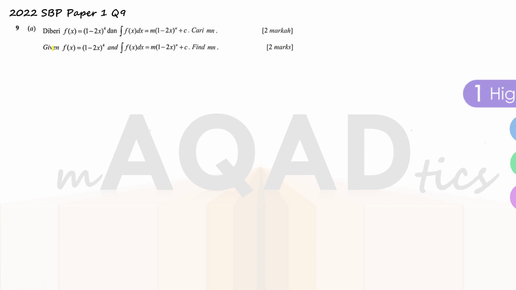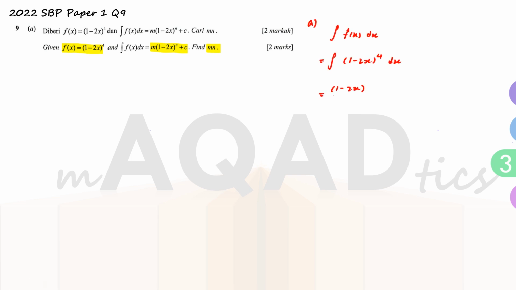Alright, so part A, we have this function, and there's a statement here where if we integrate f of x, you will get this result. The question tells us to find the product of m and n. So to solve this question, we just need to integrate f of x, and compare it with this result here to find out the values of m and n.